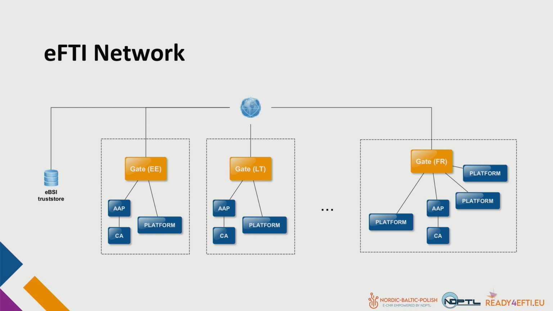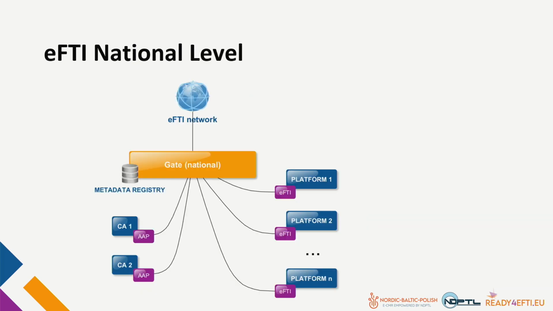overview, just to go through the terminology. So the FT network consists of national subnets connected via those yellow FT gates, and then apart from all those national subnets, there is on the far left side this EPSI trustor, which is shared between all the national subnets. So going into the national subnet, we have this yellow connecting gate, and then on the left side we have competent authority systems connected via AAPs or authority access points.